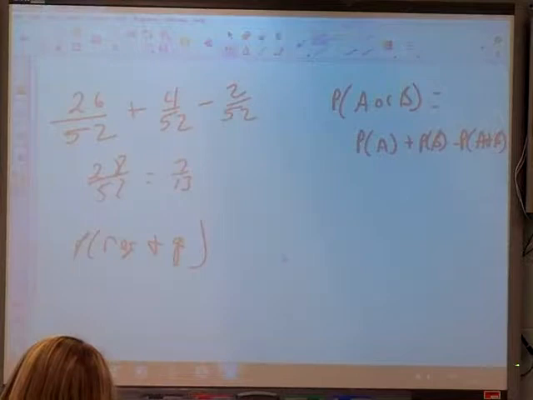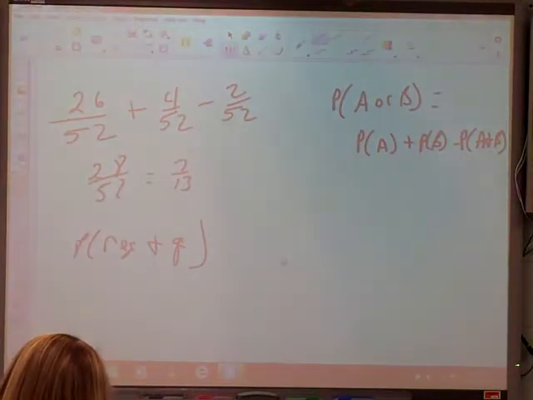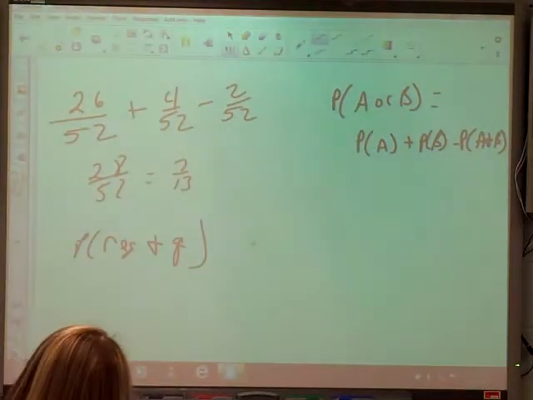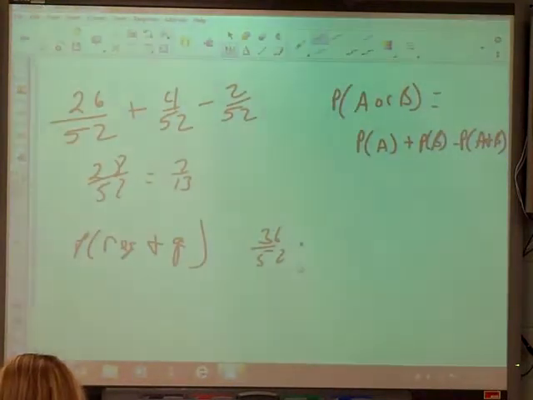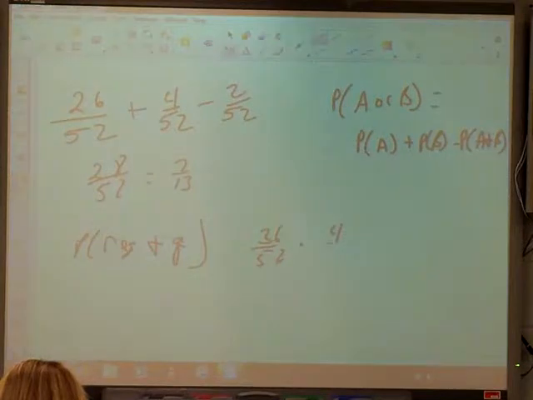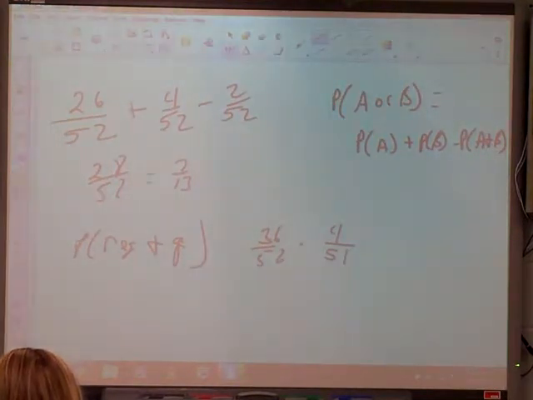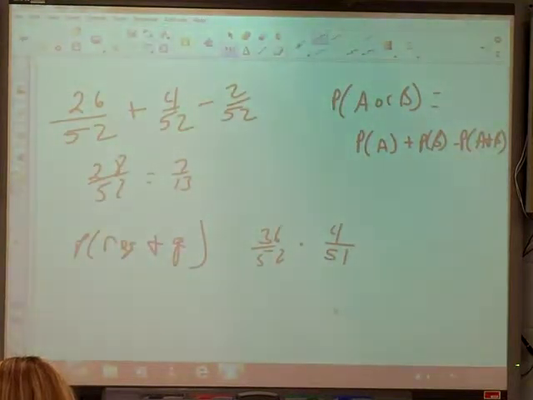Okay, so a non-face card, I add up the non-face cards. I've got 18 black and 18 red, so that's 36 out of 52. And I'm multiplying. What was the other one? A queen. I got 2 black and 2 red, so I got 4 queens. But it said I don't put my first card back. So it's 4 out of 51. Okay, and I multiplied that.